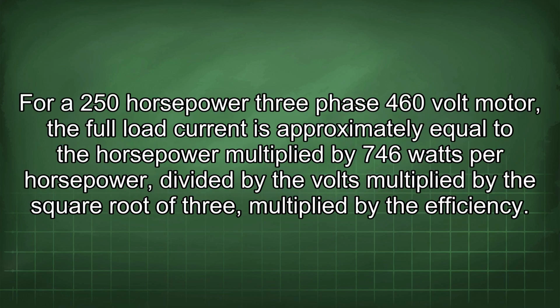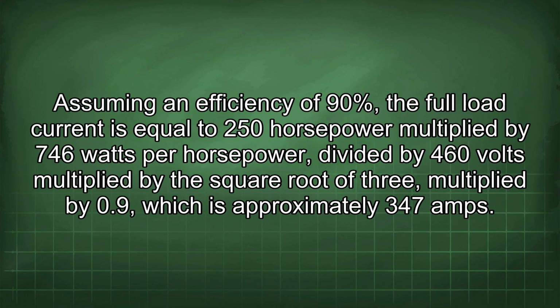For a 250 horsepower 3-phase 460 volt motor, the full load current is approximately equal to the horsepower multiplied by 746 watts per horsepower, divided by the volts multiplied by the square root of 3 multiplied by the efficiency. Assuming an efficiency of 90%, the full load current is equal to 250 horsepower multiplied by 746 watts per horsepower, divided by 460 volts multiplied by the square root of 3 multiplied by 0.9, which is approximately 347 amps.